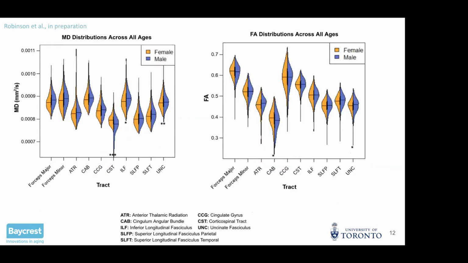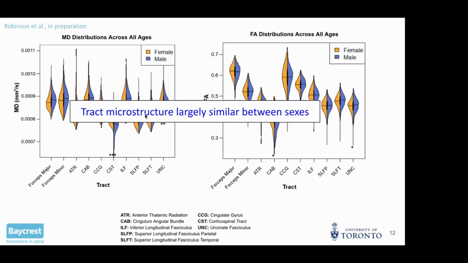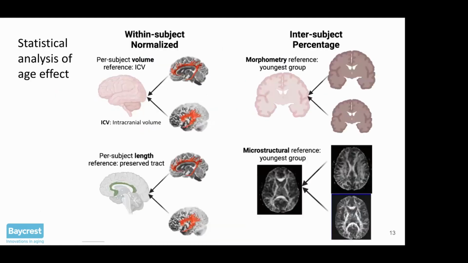Then coming to the microstructure now, you can see mean diffusivity on the left and fractional anisotropy on the right. So there is much less difference between sexes, and this is to be expected. These are largely similar between males and females.